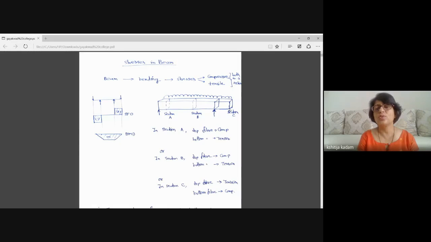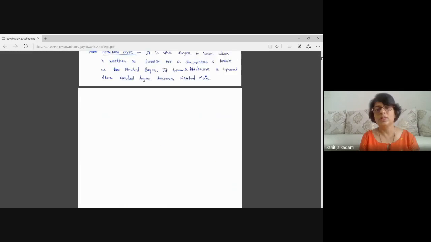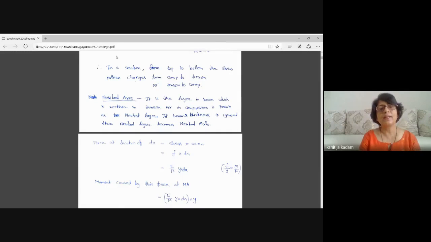And let us say this cantilever portion, overhang portion is very large. What will happen to this portion, this overhang portion? The beam will deflect in hogging shape. That means in the bottom you can see I have written in section C, the top fiber will be in tension and bottom fiber will be in compression. In short, we have understood that at a section from top to bottom, the stress pattern changes from either compression to tension or tension to compression.